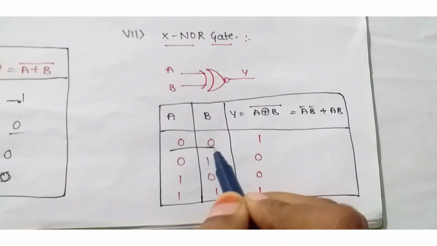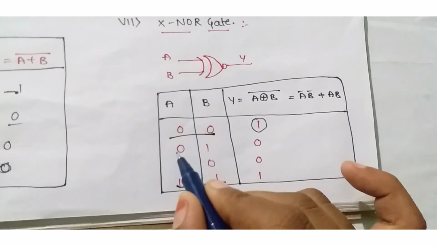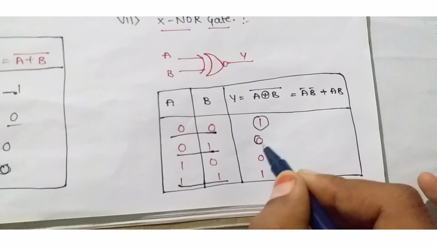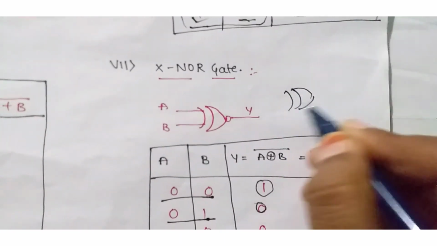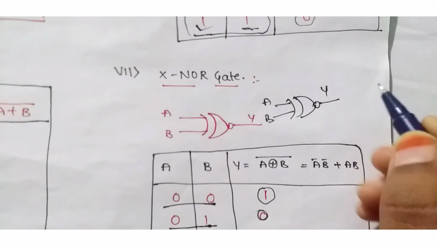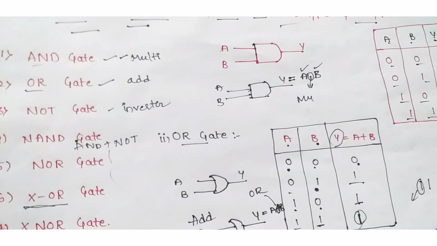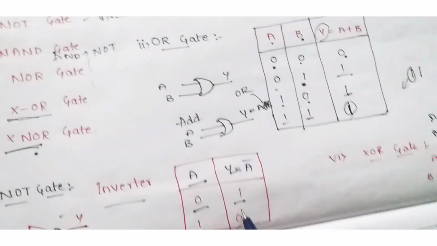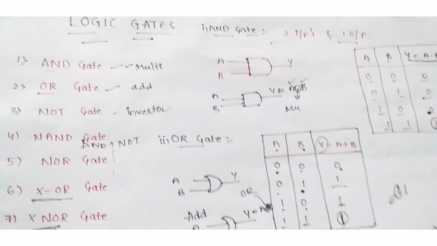For the XNOR gate, when we have the same inputs we get output 1, and for different inputs we get 0. This is the representation of the XNOR gate, with two inputs and a single output. These are the logic gates. We represent them like this: AND gate, OR gate, and in the same way NOT gate. Like this we represent logic gates. Thank you for watching this.